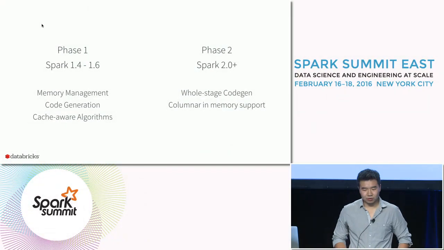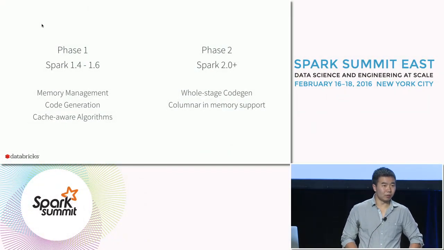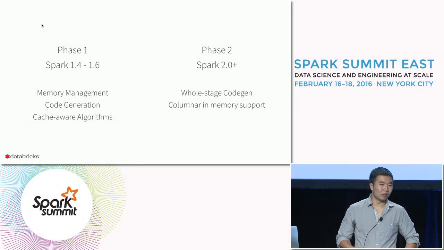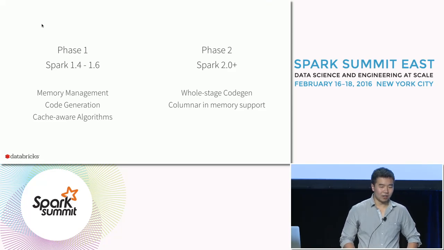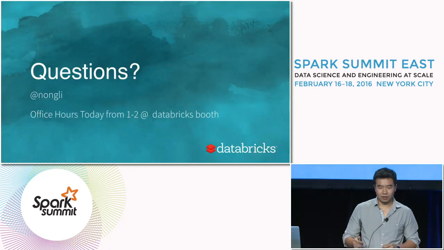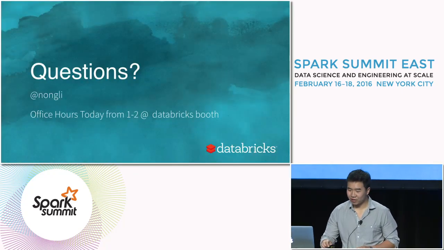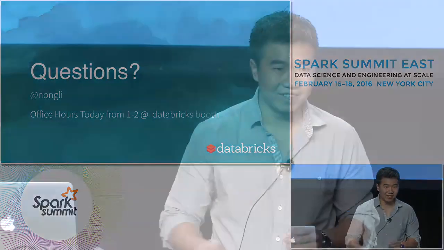In phase 2, we're doing these 2 techniques that I said, whole stage codegen and columnar in-memory support, with the goal that in the 2.0 lifetime, we should be able to get 10x faster, and also set us up to get even further improvements in the future. A lot of the techniques that we said are extensible, and we plan to take advantage of those. So that is all I had prepared. Thank you guys so much.